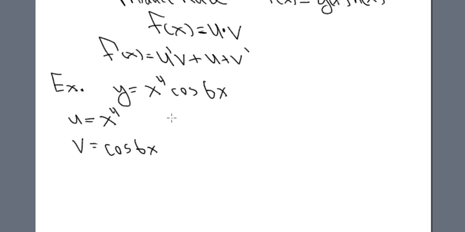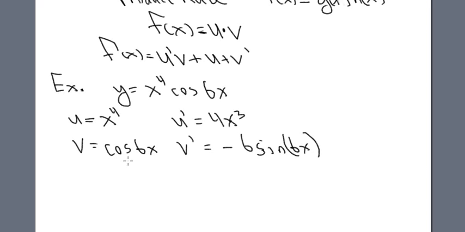So I find the derivative of the individual components. I get 4x to the 3. And v prime is negative 6 sine 6x. Now, what I did was chain rule in my head. Derivative of the inside times derivative of the outside. So, u, v, u prime, v prime.